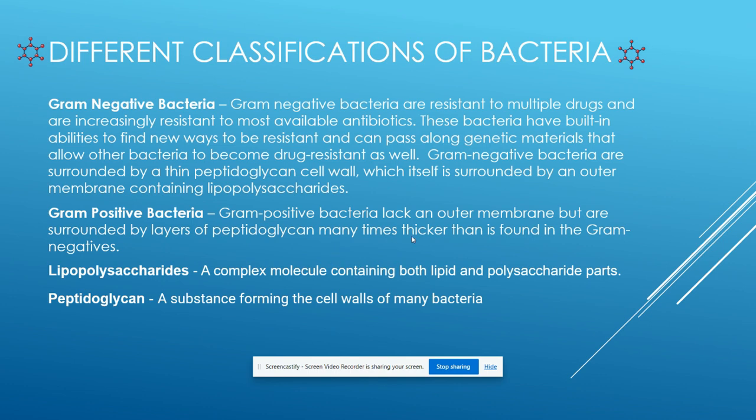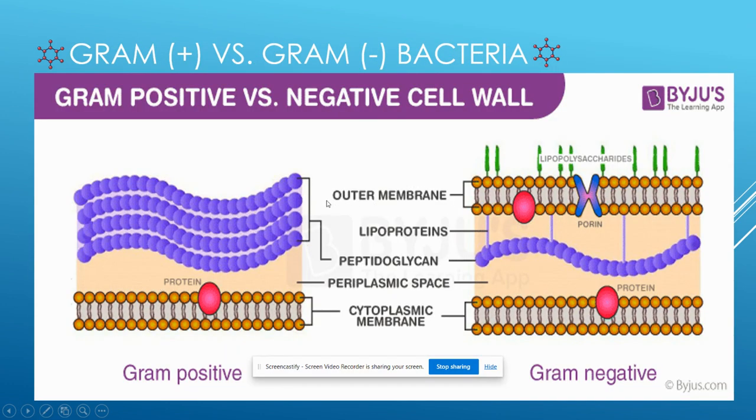Lipopolysaccharides are sugars and lipids, compounds that are built on the outer membrane of your gram-negative bacteria. And that peptidoglycan substance is what makes up your cell walls that's really thick on your gram-positive bacteria. Here's a little diagram so we can see it. We have on the left our gram-positive bacteria, and on the right our gram-negative bacteria.